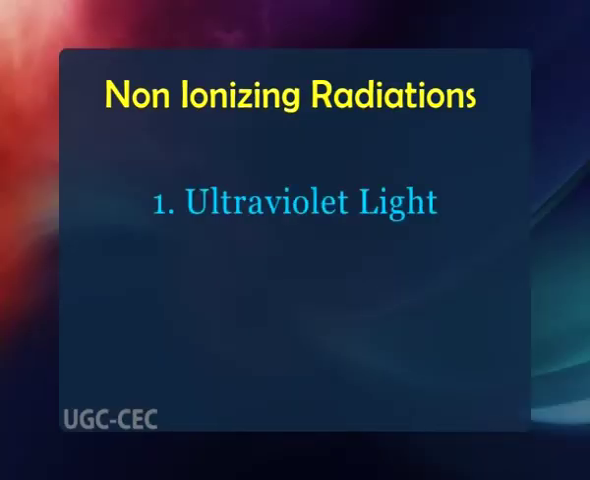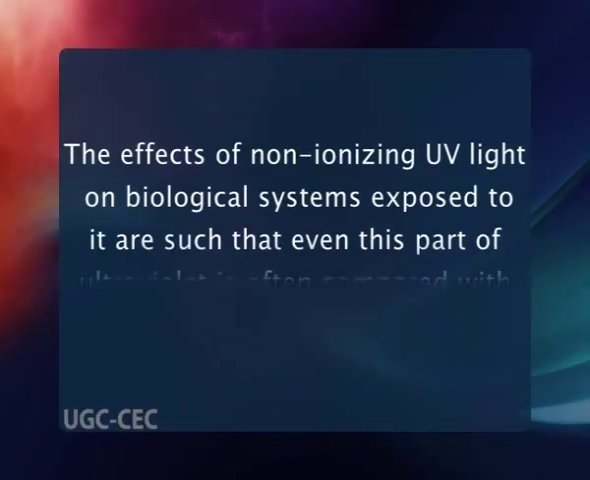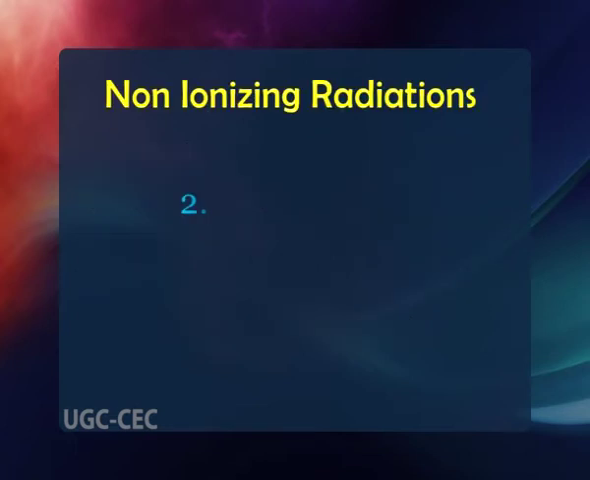First is UV light. The lower part of the ultraviolet spectrum, called soft UV, is non-ionizing. However, the effects of non-ionizing UV light on biological systems exposed to it are such that even this part of UV is often compared with ionizing radiation.